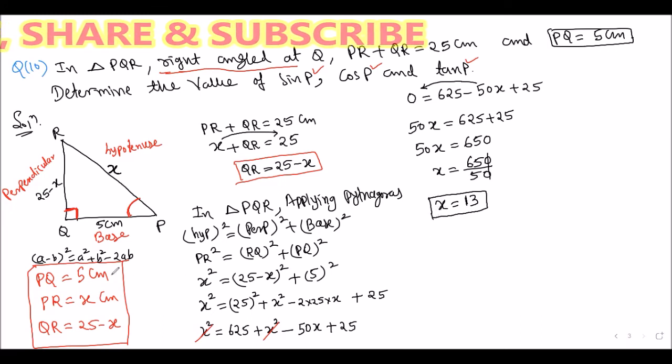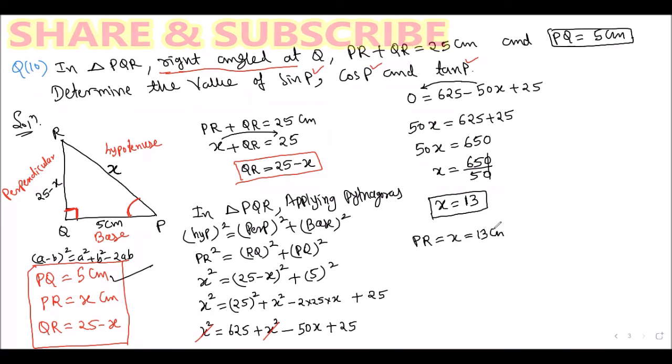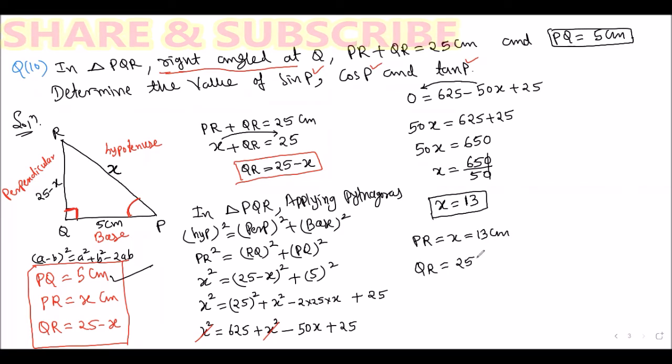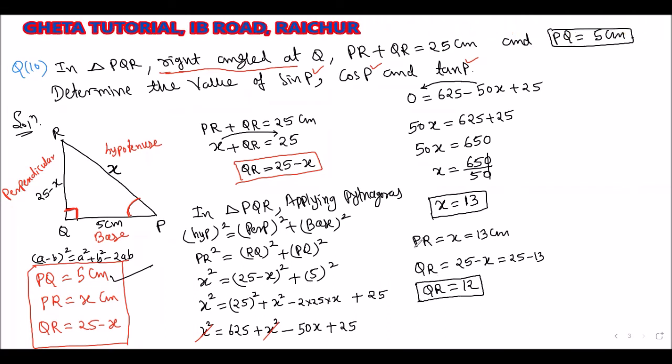So according to this question, PR is equal to X centimeters, nothing but 13 centimeters. And QR is equal to 25 minus X, so 25 minus 13 is 12. So QR is 12, PR is 13. Now we have got the other two sides.